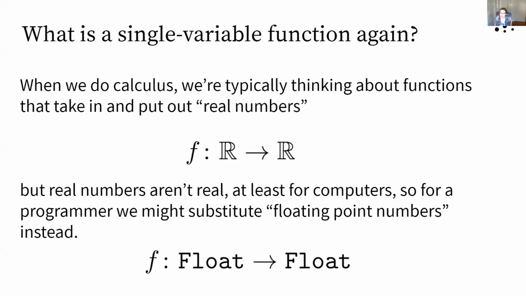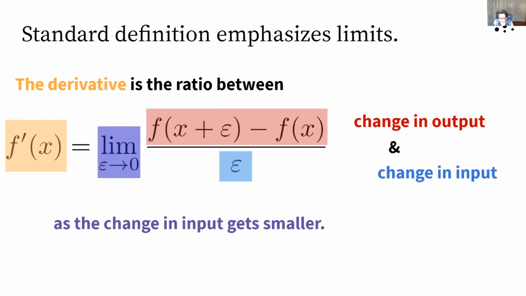So single variable function, what I mean by that: when we do calculus, we're typically thinking about functions that take in and put out real numbers. But real numbers aren't real, at least for computers. There are no real numbers inside computers. So anytime I say anything about real numbers, you might substitute floating point numbers instead. So we're thinking about functions that take in one single floating point number and put out another one. Squaring, adding 2, multiplying by 5, these are all the kinds of functions we might be thinking about.